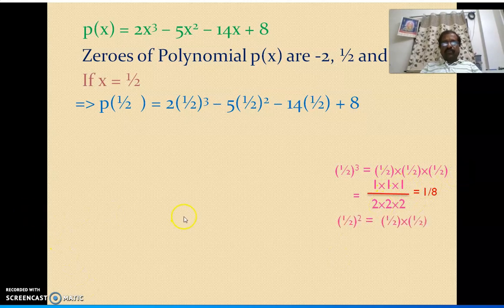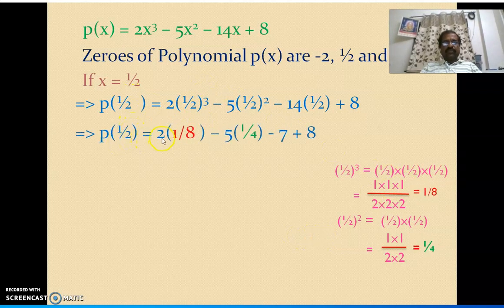Next, 1 by 2 whole square is equal to 1 by 2 into 1 by 2, that is equal to 1 into 1 for the numerators and 2 into 2 for the denominators, that is equal to 1 by 4. Now these values are substituted in this equation.